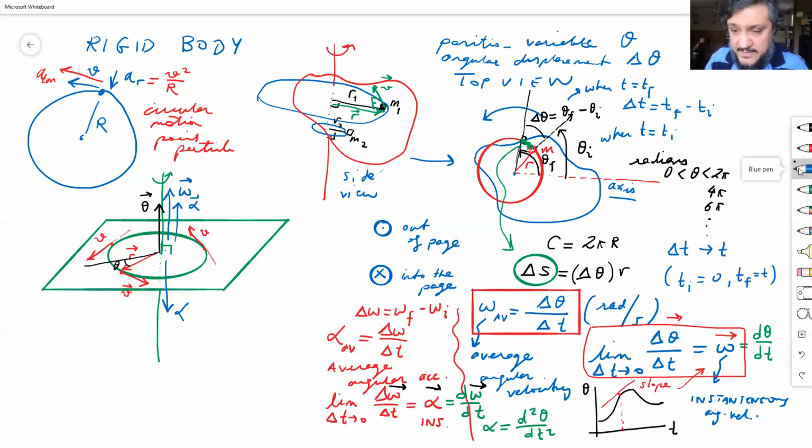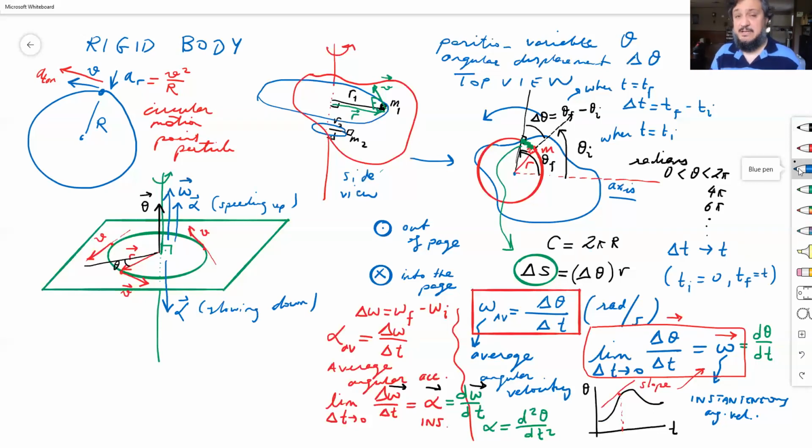Now, if it is parallel to omega, this means the object is speeding up. If alpha is anti-parallel, it means the object is rotation-wise slowing down. All right.